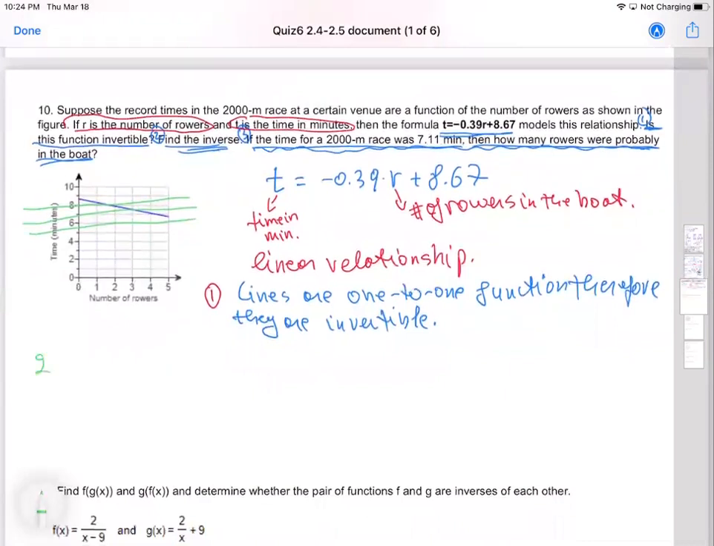2, find the inverse. Okay, we did a problem like this before. To find the inverse, we want to write R as a function of T. So we're going to solve for R. Let's write this one more time here. T equals negative 0.39 times R plus 8.67. Okay, let's isolate this R over here.